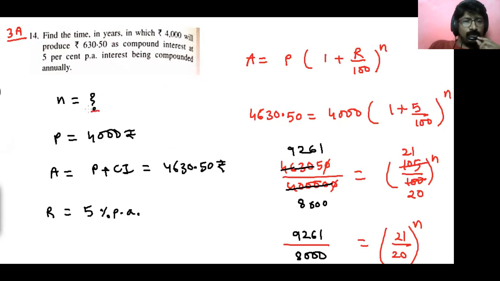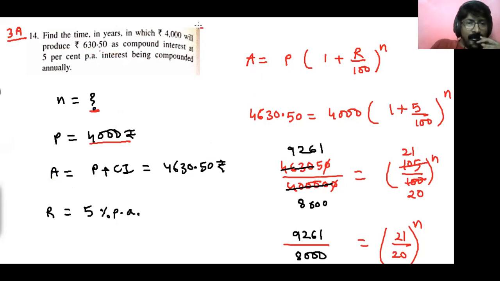Find the time. The time is question mark, in which 4000 will produce. 4000 is producing, that means principal is rupees 4000. You understood how the hidden language they use? They have not given in which rupees 4000 will produce. That means the hidden thing is principal is 4000 and producing 630.50 as compound interest. Don't use this compound interest language. We'll use amount. Amount is equal to P plus CI. So that becomes 4630.50. Why? Because principal is 4000 and compound interest is 630.50.